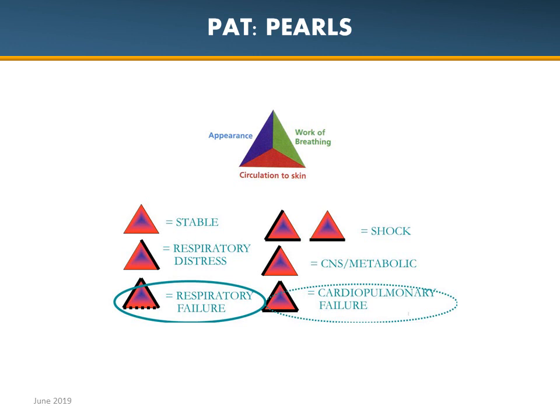Finally, if the child has an abnormal appearance, along with an abnormal work of breathing, plus or minus abnormal circulation to skin, this child is in respiratory failure. If the child has an abnormal appearance and circulation, however normal work of breathing, this is a sign of shock. If the child has a normal work of breathing and normal circulation, but components of their appearance are abnormal, this is a clue to a CNS or metabolic problem. Finally, if the appearance, work of breathing, and circulation to skin are all abnormal, this is signs of cardiopulmonary failure. This child is sick.